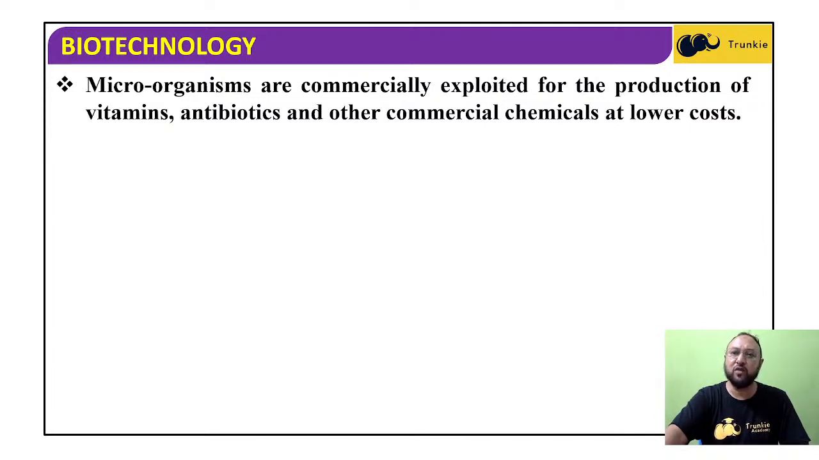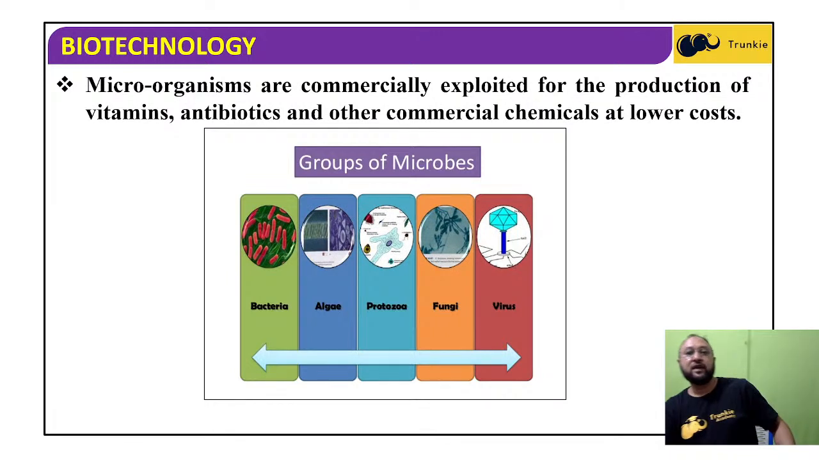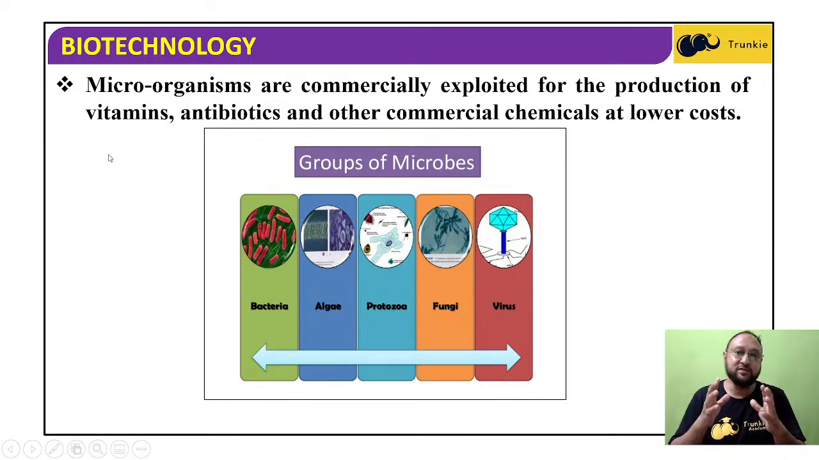Microorganisms are commercially exploited for the production of vitamins, antibiotics, and other commercial chemicals at lower costs. Mainly bacteria, because they are easy to handle and easy to research, and it is easy to do biological experimentation in the lab. When we say microorganisms, we mean bacteria, unicellular algae, protozoa, fungi, unicellular fungus, and virus. So these are the different groups of microorganisms.